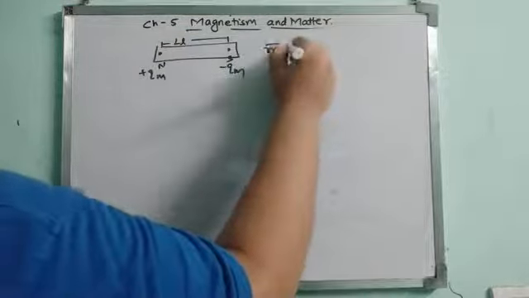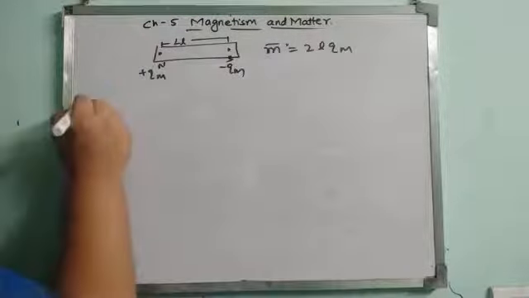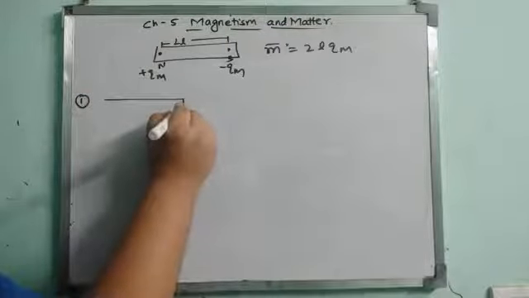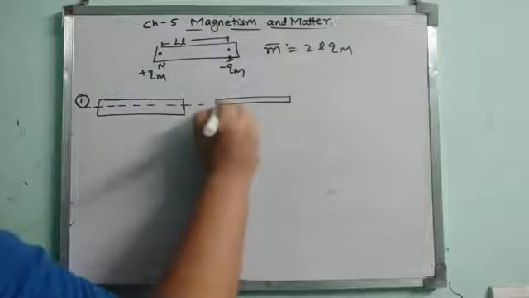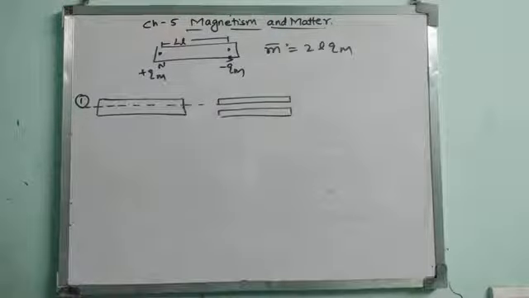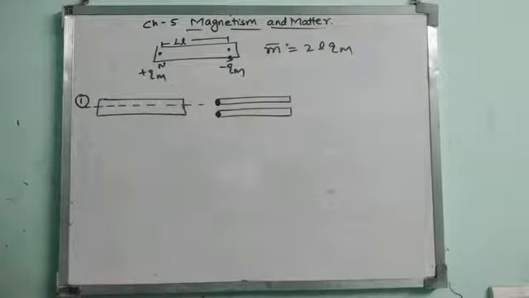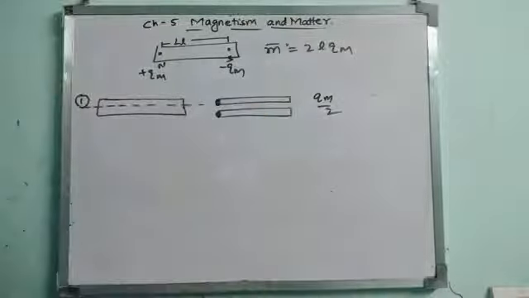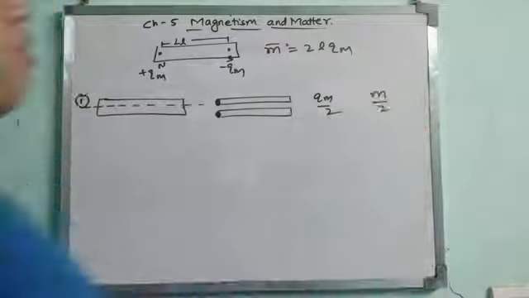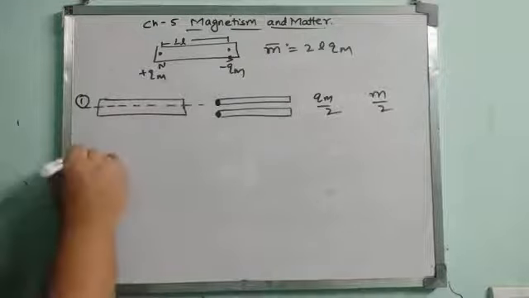Then I know magnetic moment is equal to how much? 12 qm. But if it is cut horizontally, then the magnets left are like this. There will be two magnets, and the cross-sectional area of each magnet will become half of the initial. So pole strength will become half, and since volume has also become half, magnetic moment will become half.